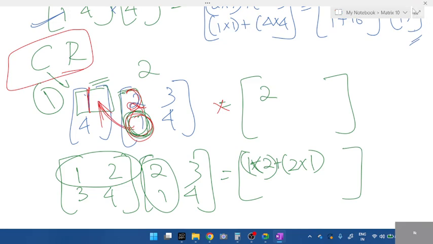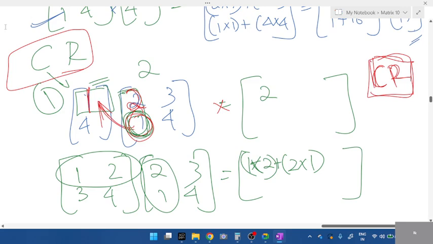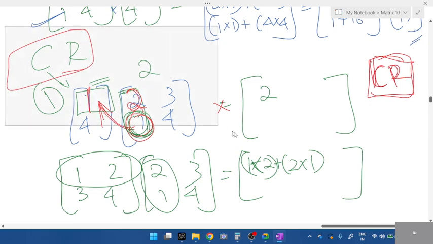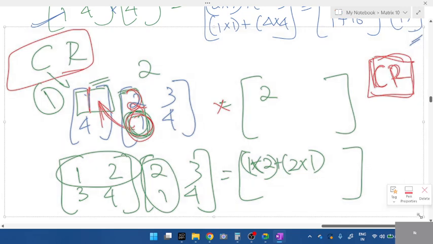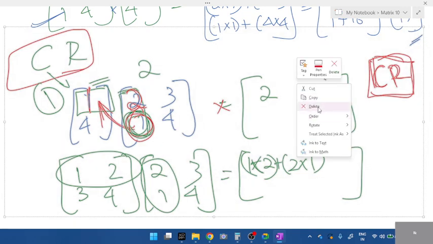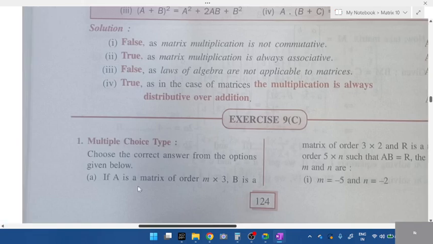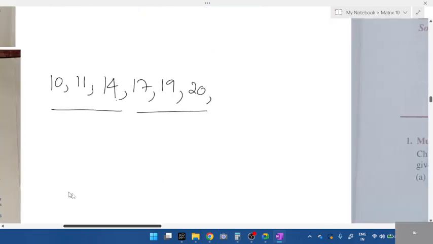Okay, a short trick to remember, some will get confused. Remember it as C and R. C is the first letter, CR. So this is only for multiplication. Remember, multiplication, C is the first alphabet, C and R. Column should be equal to row. Okay, we'll start solving questions from the textbook. That's it. This is the concept for multiplication.